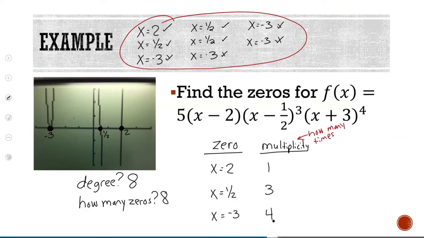And then we're going to note whether that multiplicity number is even or odd. So 1 is an odd number. 3 is an odd number. 4 is an even number. And the reason that I want to note whether it's even or odd is because that's going to tell me what the graph is going to do. So I'm going to add one more column over here for the graph.